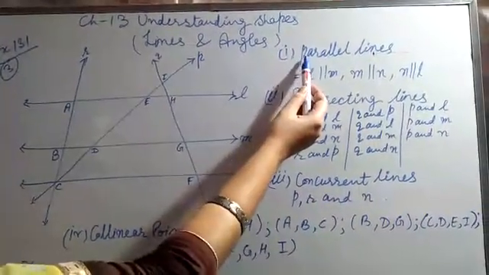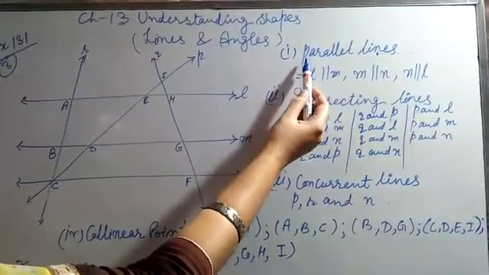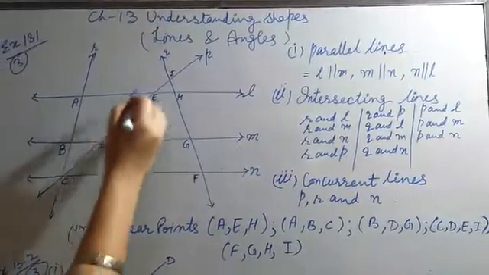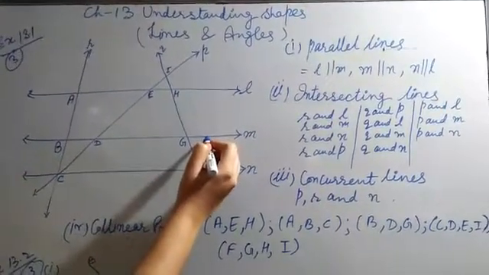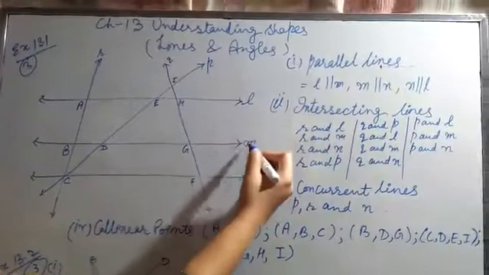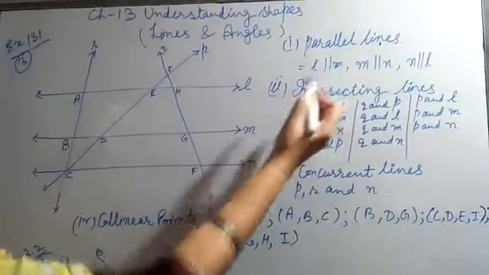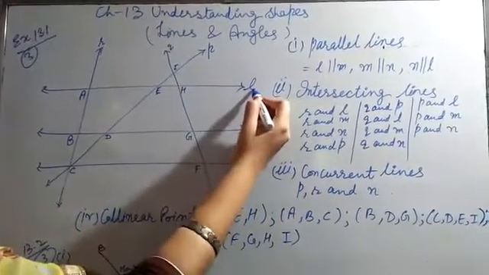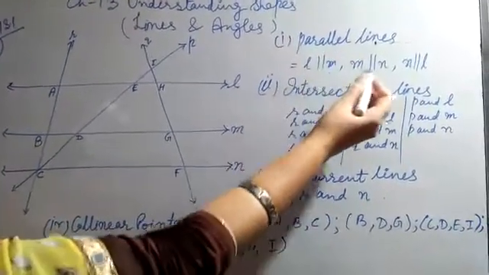I hope you remember parallel lines are the lines which do not intersect. These lines have the same distance at each level. So here L is parallel to M, you can see, and M is parallel to N. Then the next pair is N is parallel to L. So parallel lines, we have 3 pairs.